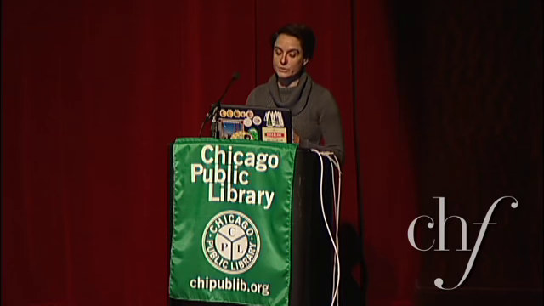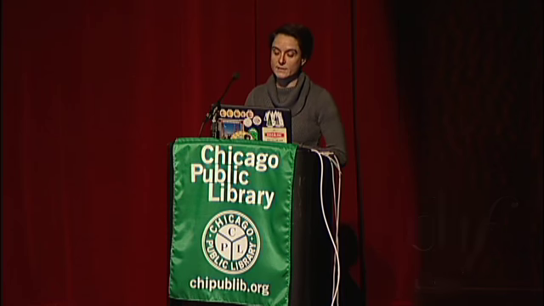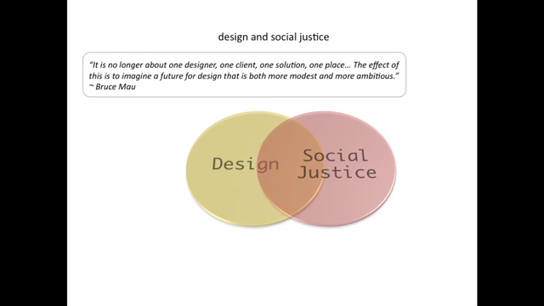If I were to summarize my work in very broad strokes, I'd say that it's about the intersection of design and social justice. I think one of my favorite designers' quotes represents my interest very well: design is no longer about one designer, one client, one solution, one place. The effect of this is to imagine a future for design that is both more modest and much more ambitious as well.